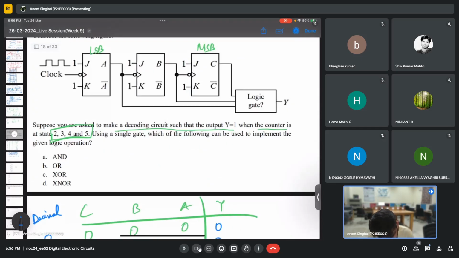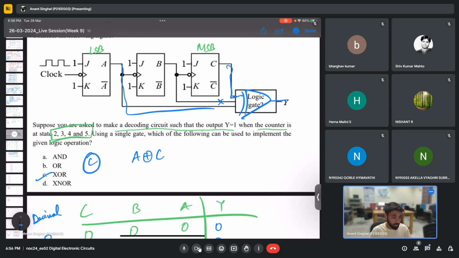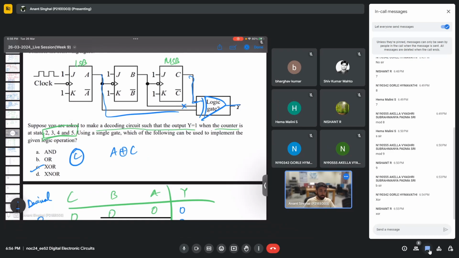So Y needs to be 1, so we need to apply this gate as A XOR C. We have a direct A and a direct C. So B needs to be disconnected, and this can be changed by a logic gate of XOR. Yeah, so XOR will be the correct answer. That is option C. I hope, yes. Is it clear to everyone?